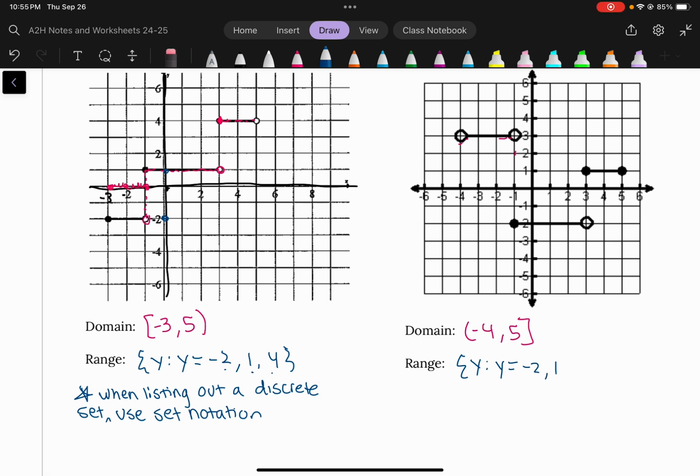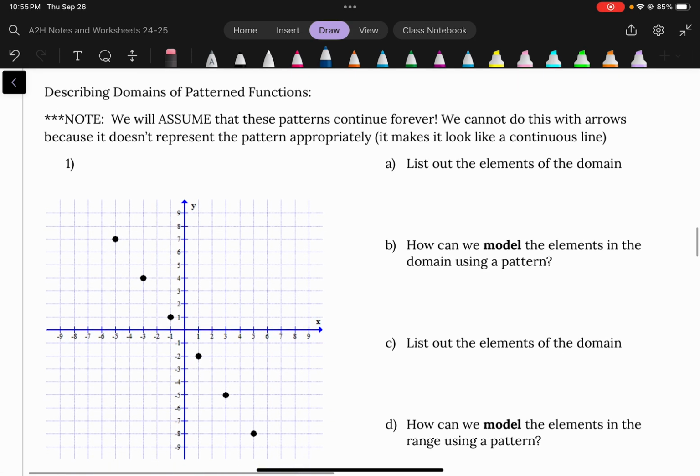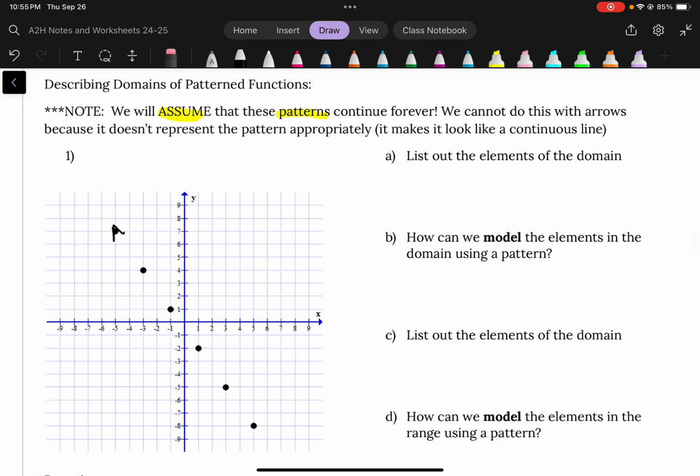Okay, so now let's talk about these continuous pattern functions. Now, I have to tell you that in the following, we're going to assume that these patterns continue forever. We can't do it with arrows because it doesn't represent the pattern appropriately. There's no way for me to put an arrow on the line, it doesn't make any sense. You can only use an arrow for a function that is not discrete, for example, a function that has all the values, where there are no breaks and you don't have to lift up your pencil.